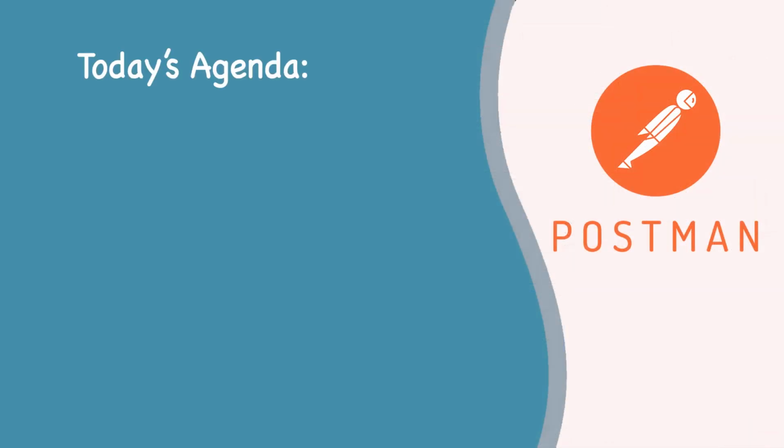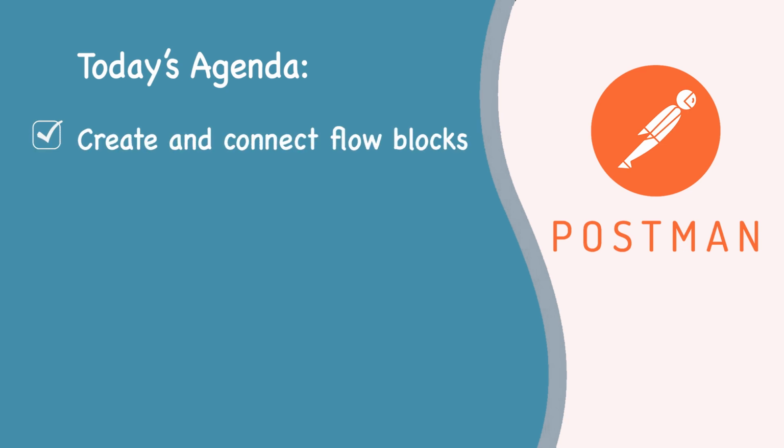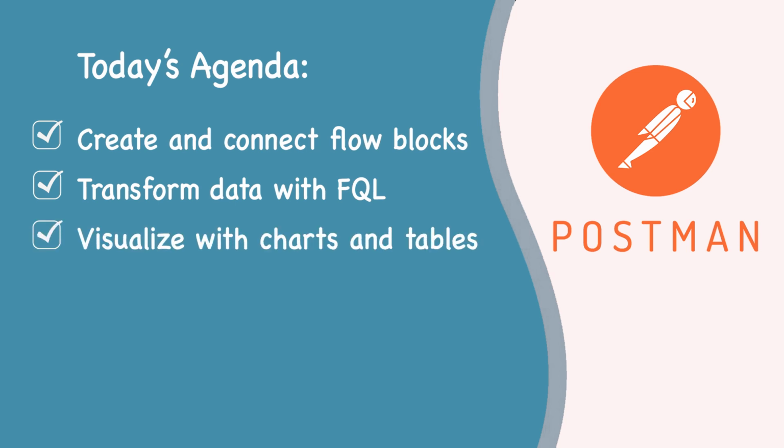In this tutorial, we explored the basics of Postman Flows and created a simple workflow to work with real API data. We connected blocks to send API requests and display the responses. Using the Evaluate block and FQL, we transformed the data to focus on specific fields like title and price. The results were visualized in different formats, including a table, a bar chart, and a single value showing the minimum price of the products. With just a few blocks and clicks, we turned raw API responses into clear interactive visualizations using Postman Flows.